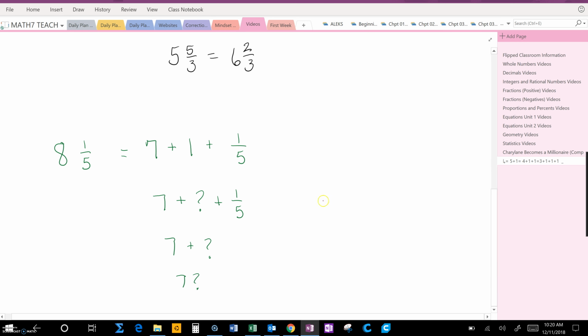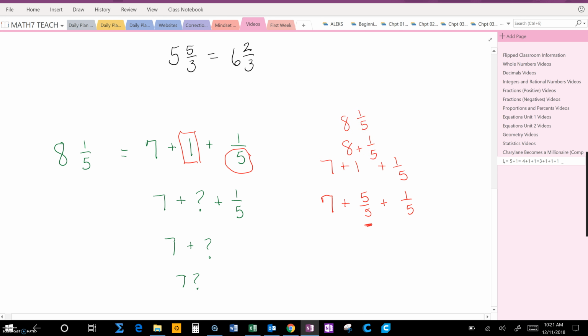So you should end up with 7 plus 5/5 plus 1/5. What we're doing is we're replacing the 1 whole with a number over itself. And the reason we're picking 5 over 5 is because the denominator we're working with is fifths. So 7 plus 5/5 plus 1/5 is the same thing as 7 plus 1 plus 1/5, or 8 and 1/5.